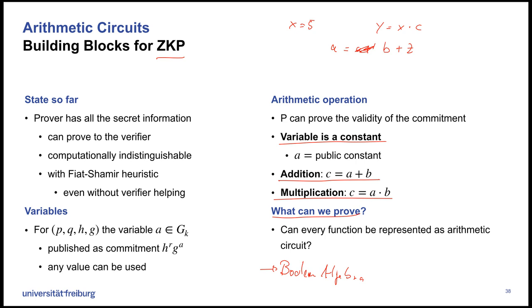And now we have operations for these three things. And the question is, can we build a Boolean algebra out of that? For example, can we compute OR with this operation? Or can we compute multiplication with that? So that's the thing that we have to solve. And then if you can do that, we can prove everything with zero knowledge. So that's the goal.